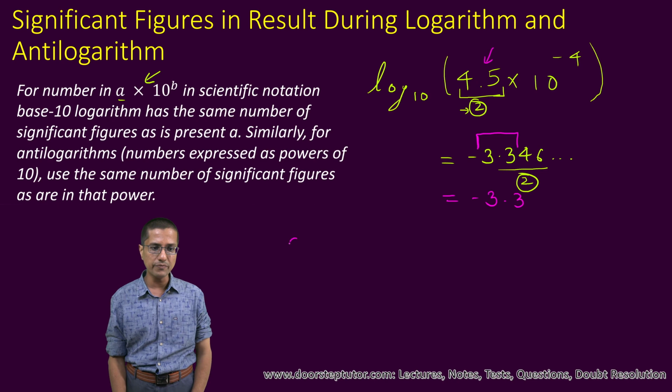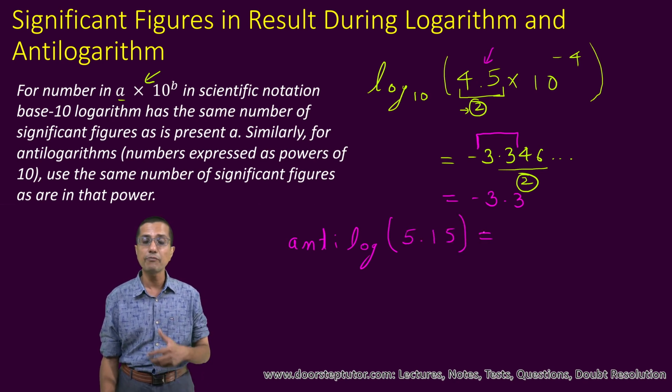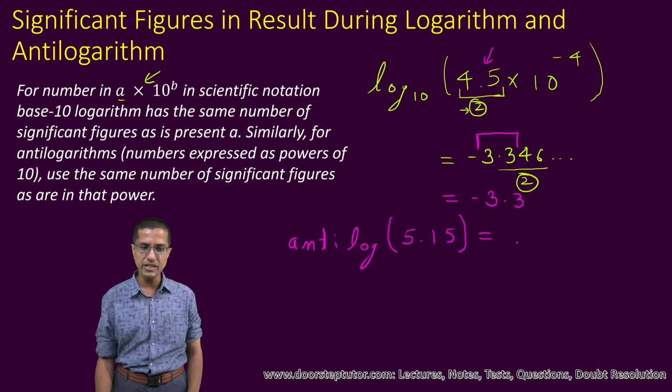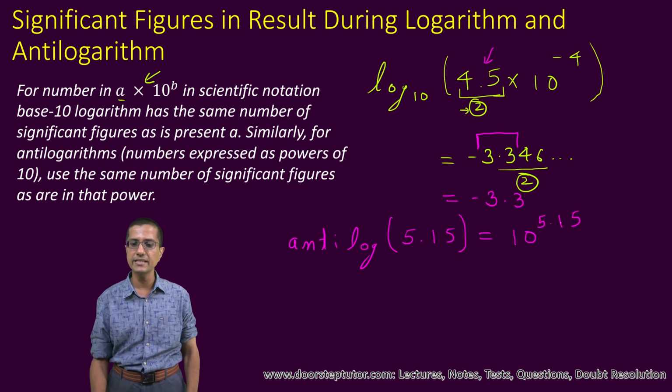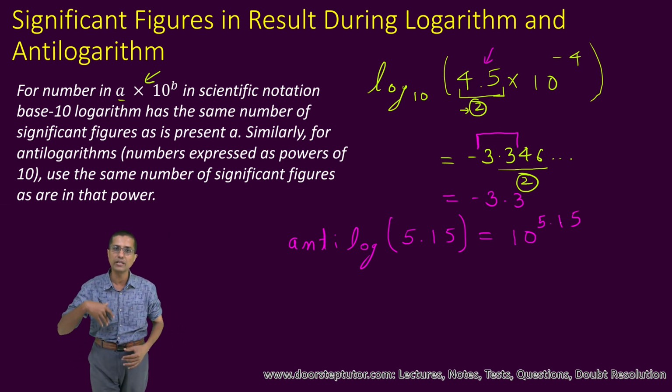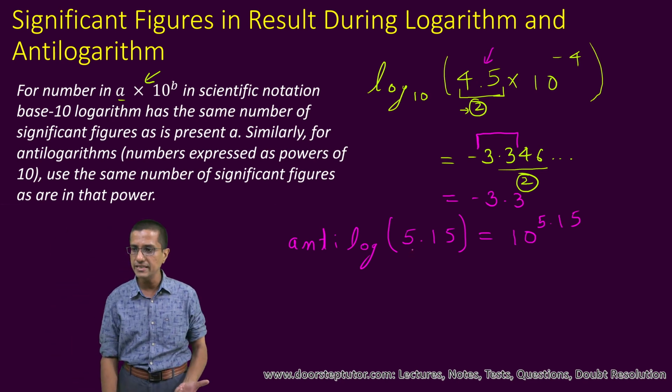Now what happens when we do anti-log? If I want to do an anti-log of 5.15, this operation actually means we are trying to find 10 raised to power 5.15. That is what this means. It's the inverse of the logarithm. So we'll do 10 raised to power this number.